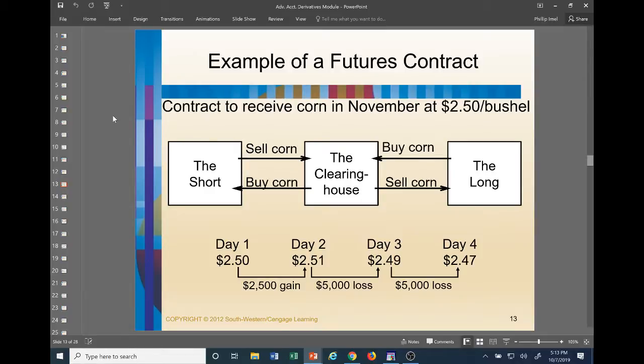So let's look at the relationship between the parties. We can see here the clearinghouse acts as the intermediary between the short and the long. The short is going to sell the corn to the clearinghouse, whereas the long will buy the corn. The clearinghouse also sells the corn to the long and buys corn from the short. For the short, it's going to sell the corn to the clearinghouse. Same thing with the long: the clearinghouse will sell corn to the long.